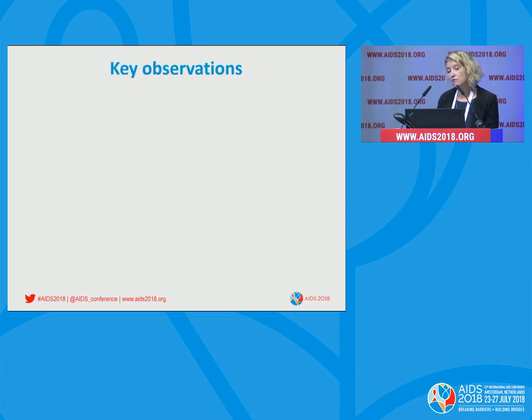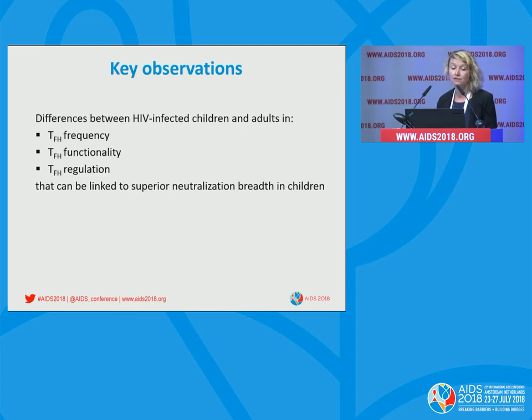So our key observations of this study were that there are differences between HIV-infected children and adults in terms of frequency of T follicular helper cells, both in tissue and in circulation, functionality of TFH cells, especially in terms of the HIV-specific IL-21 secretion, and regulation of the T follicular helper cell response that can be linked to superior neutralization breadth within children compared to adults.